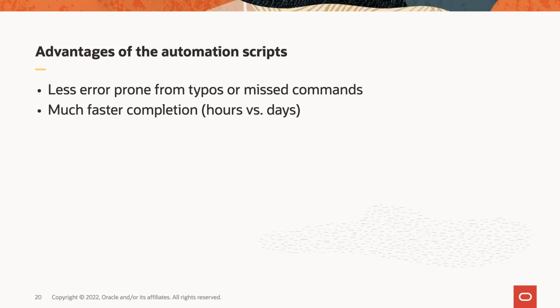As can be seen with this overview, the use of automation scripts greatly speeds up the time to set up an OAM Kubernetes cluster, taking hours instead of days, and is much less prone to error than manually configuring each piece.